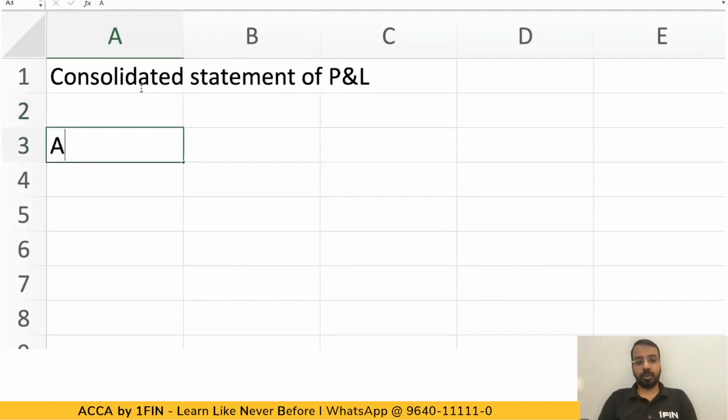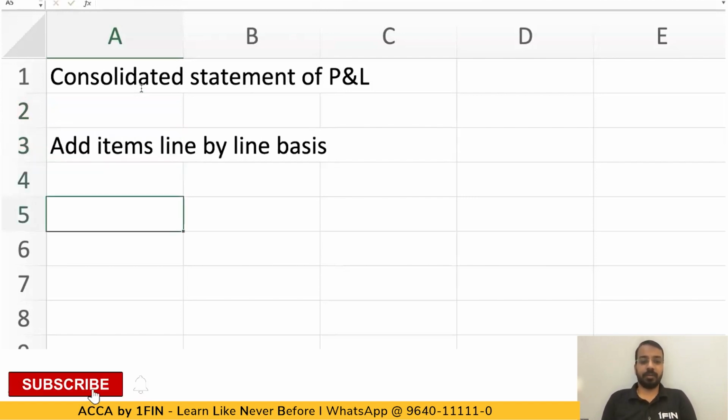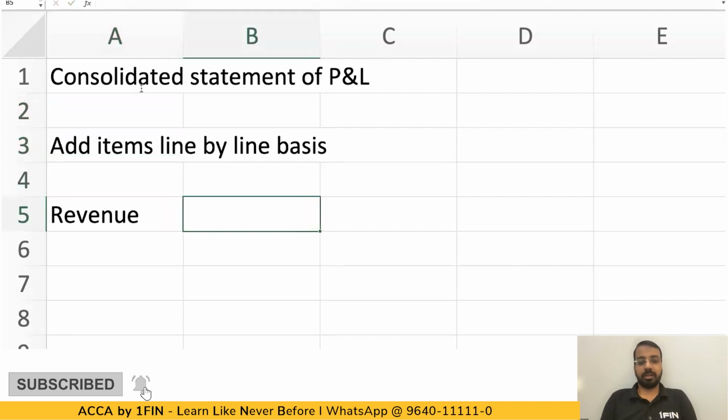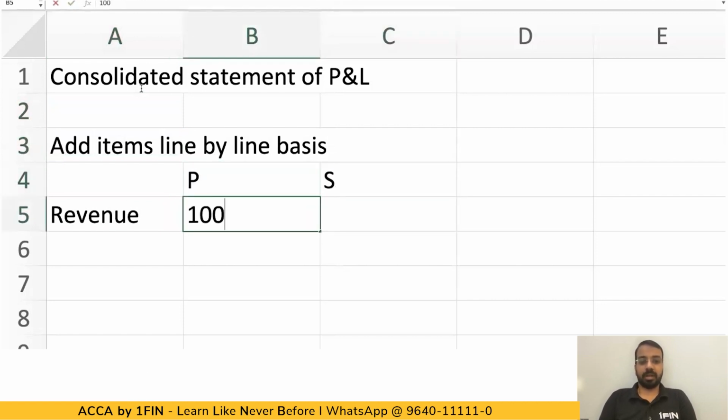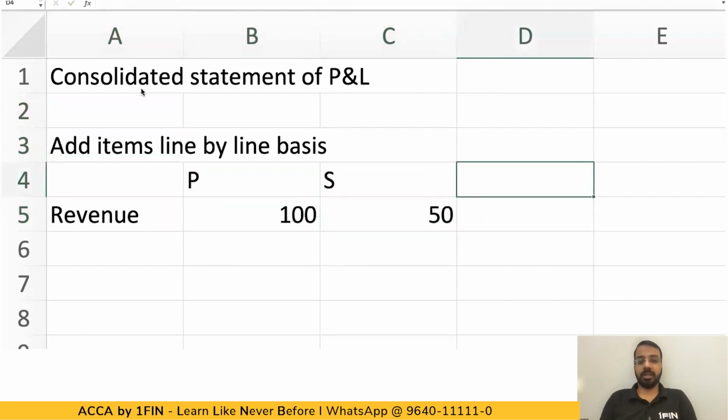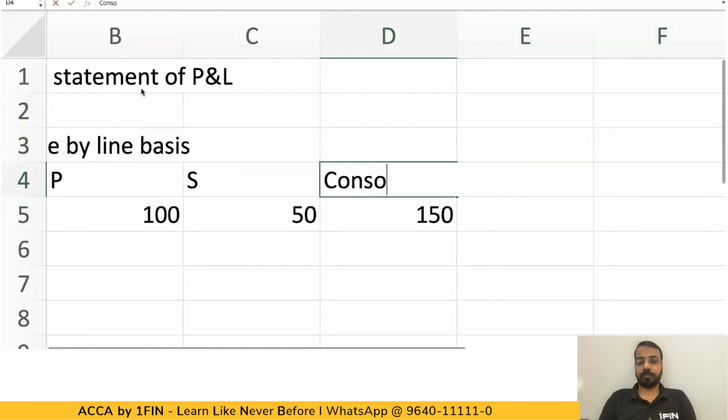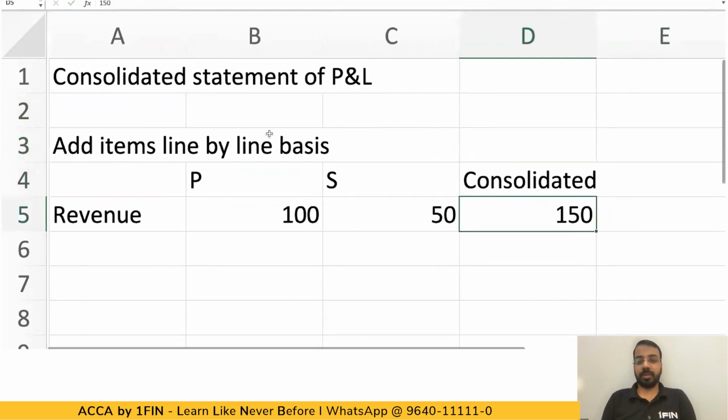Again, here you have to add items on a line by line basis. For example, revenue: parent, 100; subsidiary, let us say this is 50. So consolidated would be 150. It's a straight line by line addition.